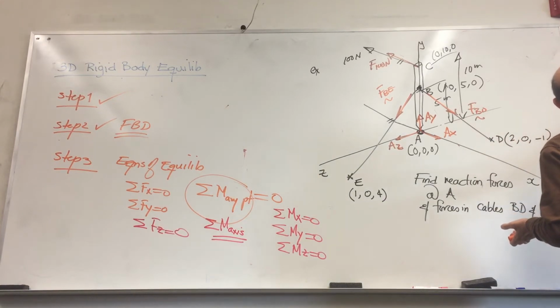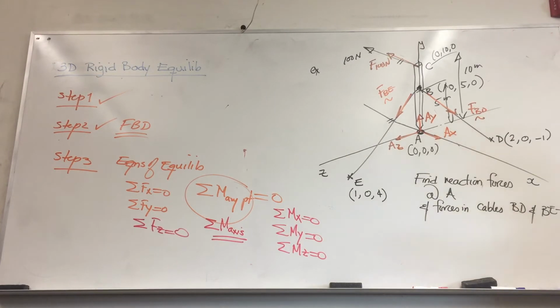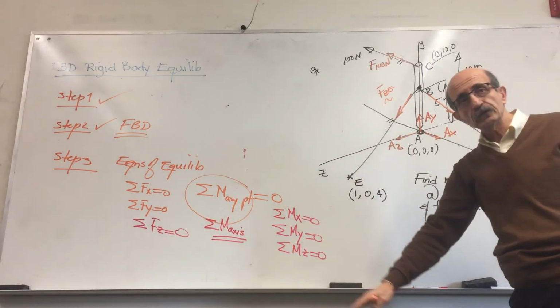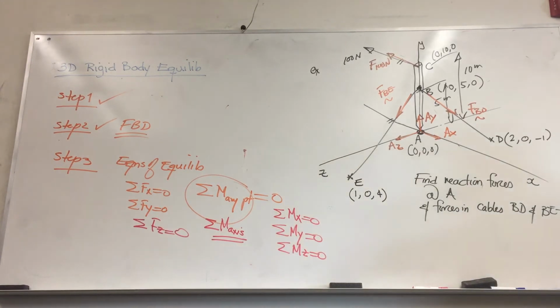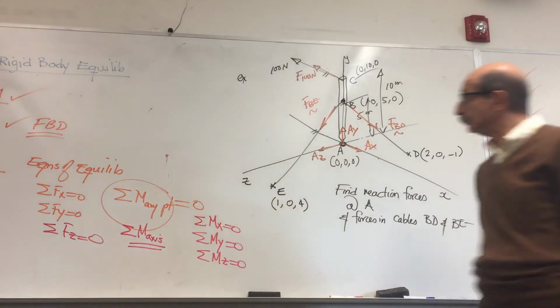Step 3 is what really is the time-consuming part. But again, like before, I always encourage you to start with summation of moments. It's your choice. You can either start with these 3 equations, or an easier way is to find an axis that intersects as many unknowns as you want to get rid of, and only find one unknown first, and then use the other equations to find the rest of the unknowns. And that's what I would do.